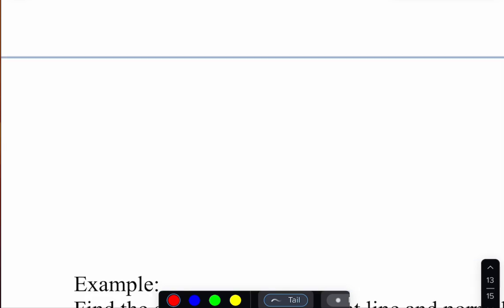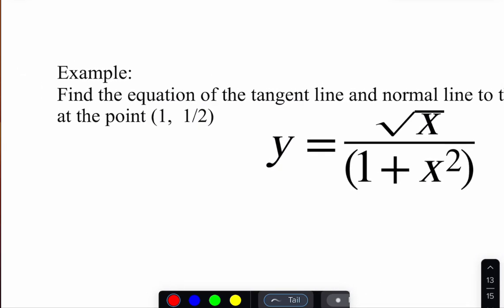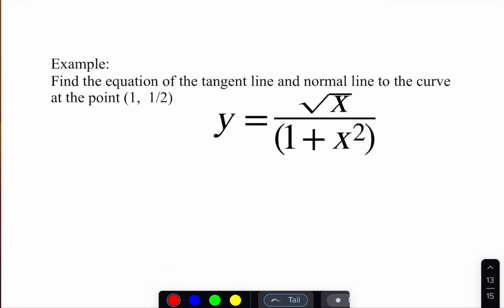Okay. So last example says to find the equation of the tangent line and the normal line to the curve at the point (1, 1/2). So the first thing we have to do is to find the slope of our tangent. We'll talk about a normal. It's just perpendicular to the tangent. We'll talk about that in a minute. But so the slope of our tangent is just the derivative. This is the derivative formula.